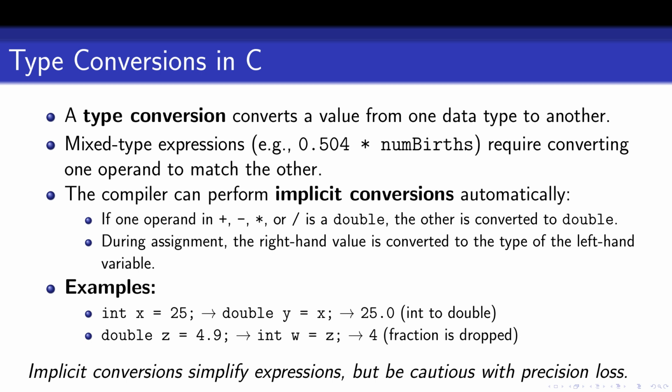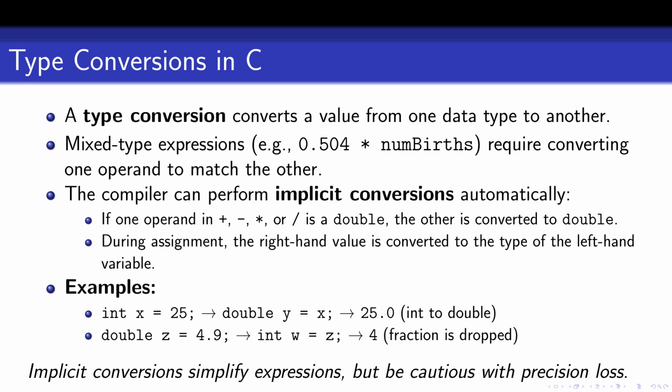When performing calculations in C, you often mix integers and floating point numbers. This leads us to the concept of type conversion, when a value of one type is automatically or manually changed to another. In many cases, C handles this automatically. For example, if you write 0.504 times numbirths, and numbirths is an integer, the compiler implicitly converts it to a double so it can perform floating point multiplication.